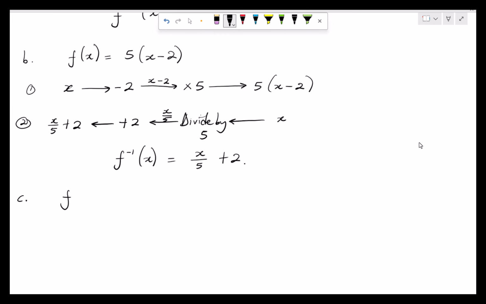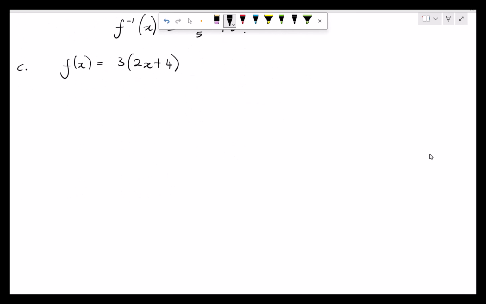Part C, f of x is equal to 3 multiplied by (2x plus 4). Starting with x, we multiplied our x by 2, so that's times 2, and we get 2x. And then we added 4, and we got 2x plus 4. And then we multiplied everything by 3, and we got 3 times (2x plus 4). So that was for this function that we have.